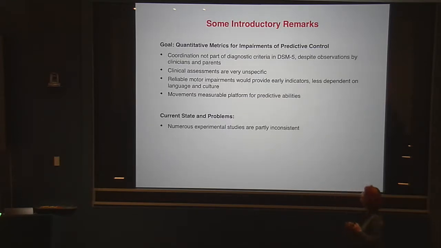neurotypical age-matched children. There are, of course, clinical assessments that include motor skills, but these clinical assessments are known to be very coarse-grained and categorical or binary. So for a better understanding of the deficits in motor skill, clinical scales are probably not sufficient.